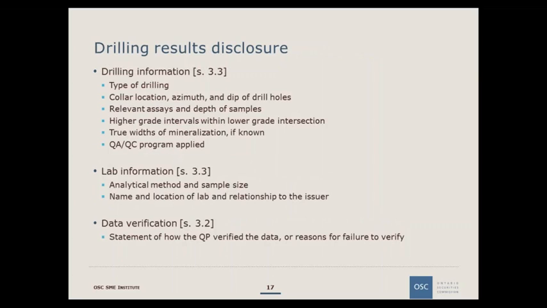If we look at the disclosure related to drilling results, we need to talk about the type of drilling, the location of the drill holes, their azimuth and dip, or direction and angle of the holes, assays, significant assays and their depth, any high-grade sections within lower-grade intervals, true width information, if the true width is known, state whether it's known or not, and quality control program that's used.